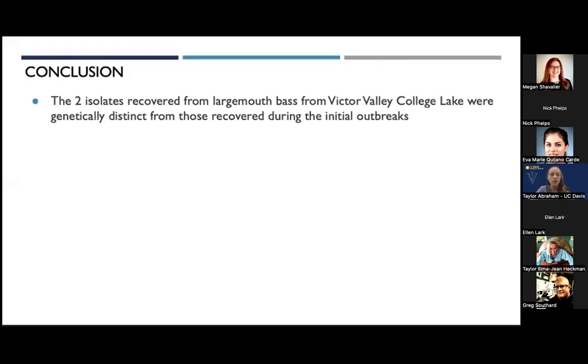So in conclusion, we had 2 isolates recovered from largemouth bass, and they were genetically distinct from those recovered during the outbreaks, and this did confirm genetic heterogeneity in the species causing piscine lactococcosis. This was from Victor Valley College Lake, and it was the only one to have a positive isolation of bacteria. However, it had no water samples with positive detection of the bacteria and only 1 soil sample.